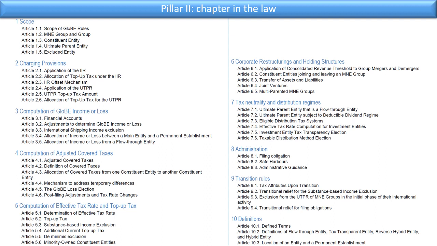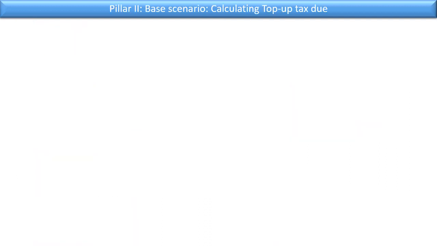We talk about corporate restructurings and holding structures, tax neutrality, the admin of all of this, transition rules for the startup of the GLOBE rules, and then 15 pages of definitions, which is quite a lot on about 40 pages of legislation. I will focus primarily on the left-hand side of the screen. So we talk about the base provisions, and what is striking is, even in basic scenarios, how very quickly things get quite complicated. So let's dive into this and see what happens.